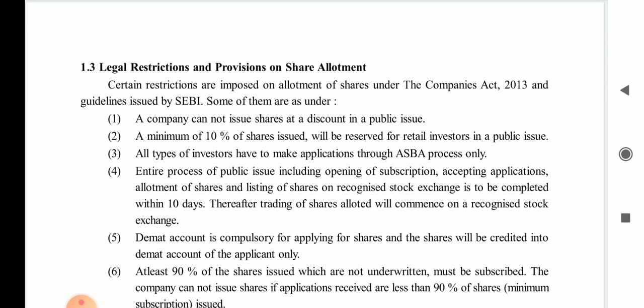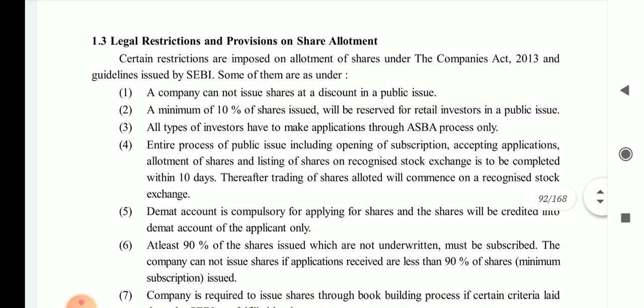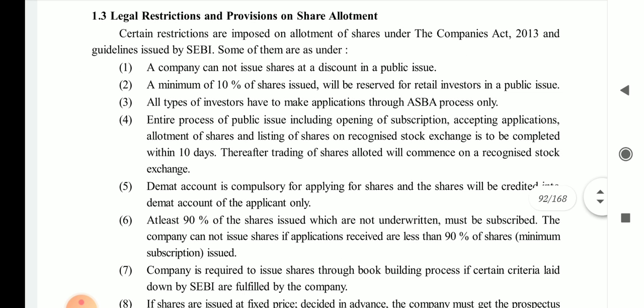Now, legal restrictions and provisions on the share allotment. And friends, this question is asked as a 4-mark question, and it is compulsorily asked in a 4-mark question. So you have to be prepared for the same, and it is the most important question as far as your examination is concerned. Now the legal restrictions and provisions on the share allotment.